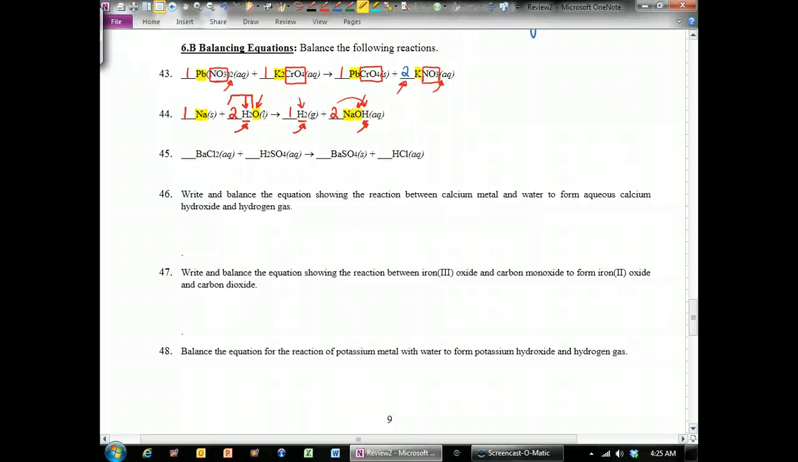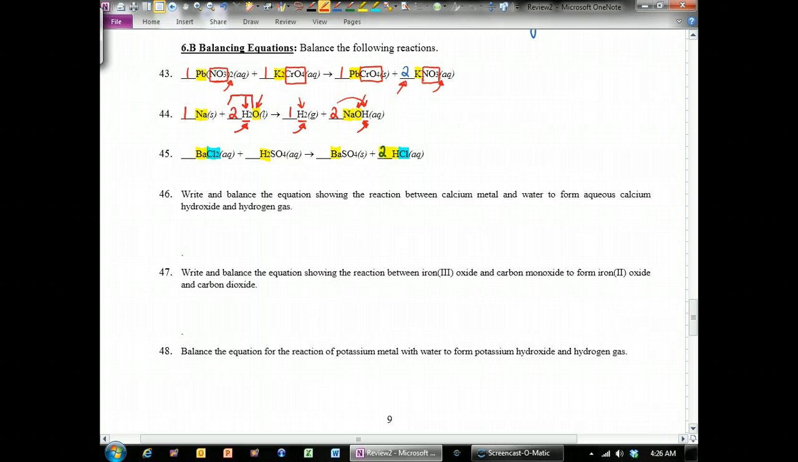My next one, I have 1 barium, 1 barium. They're balanced. Then I look at my chlorines, and I see that I have 2 chlorines over here and only 1 over here. So to make them balance, I'm going to put a coefficient of 2 in front of the HCl. That makes it so that I have 2 H's on the product side, 2 H's on the reactant side.